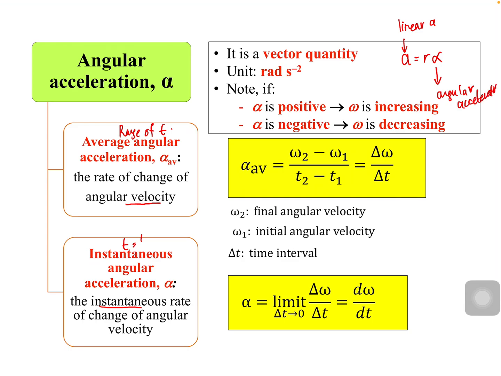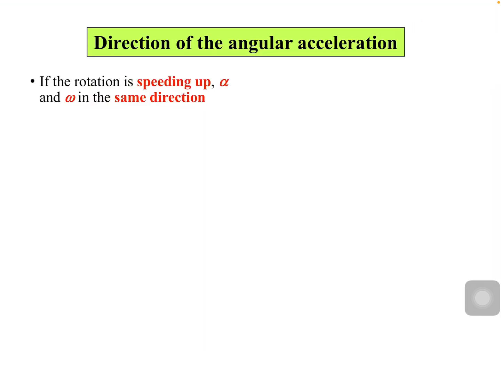Okay, sama juga kalau alpha positive means that it's accelerating. Kalau alpha is negative, it's decelerating. Okay, then for average angular acceleration, dia buat macam ni: omega 2 minus omega 1 over t2 minus t1. Then alpha instantaneous adalah d omega over dt.